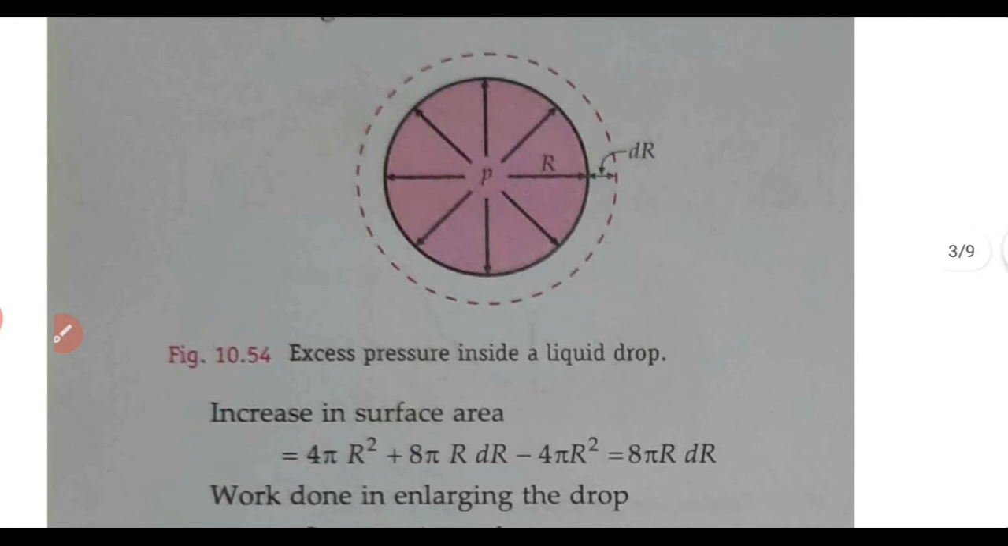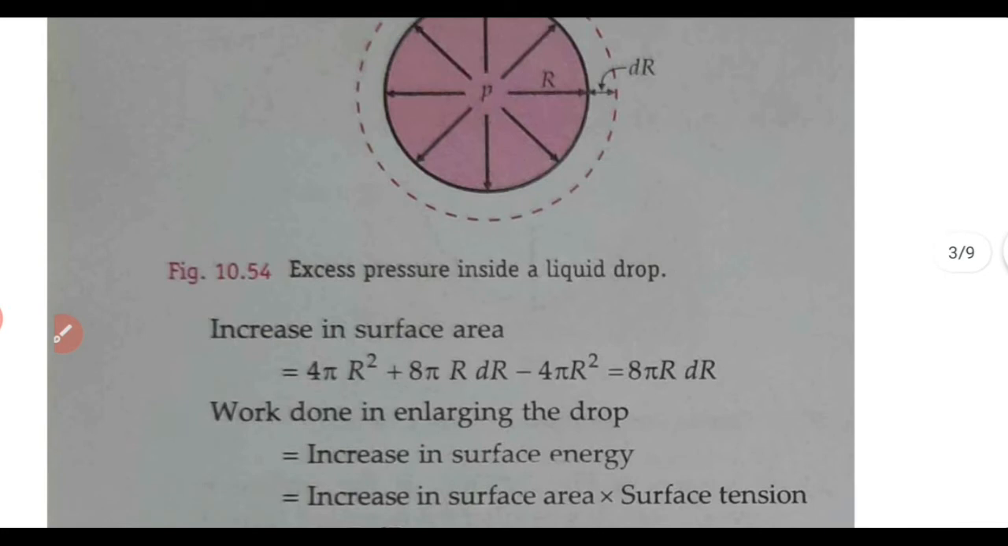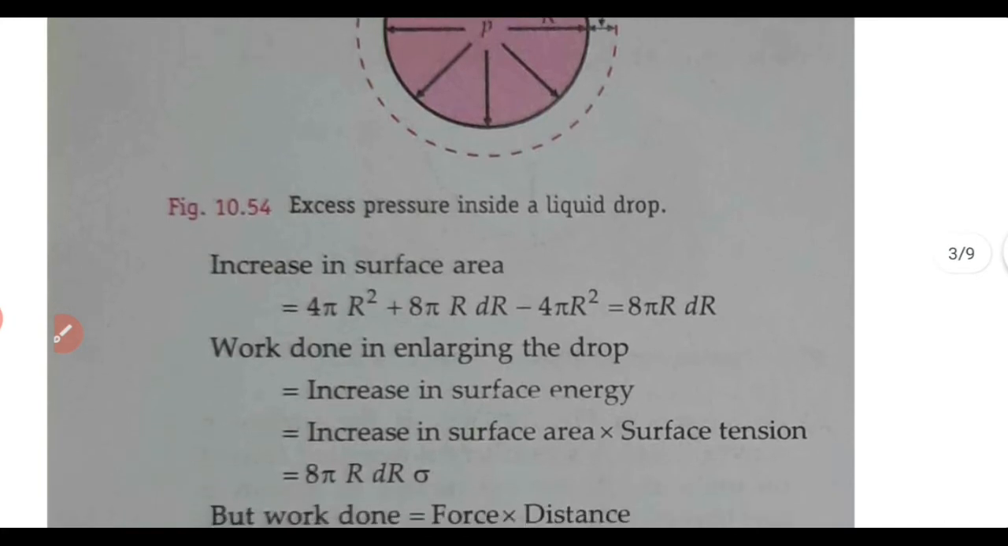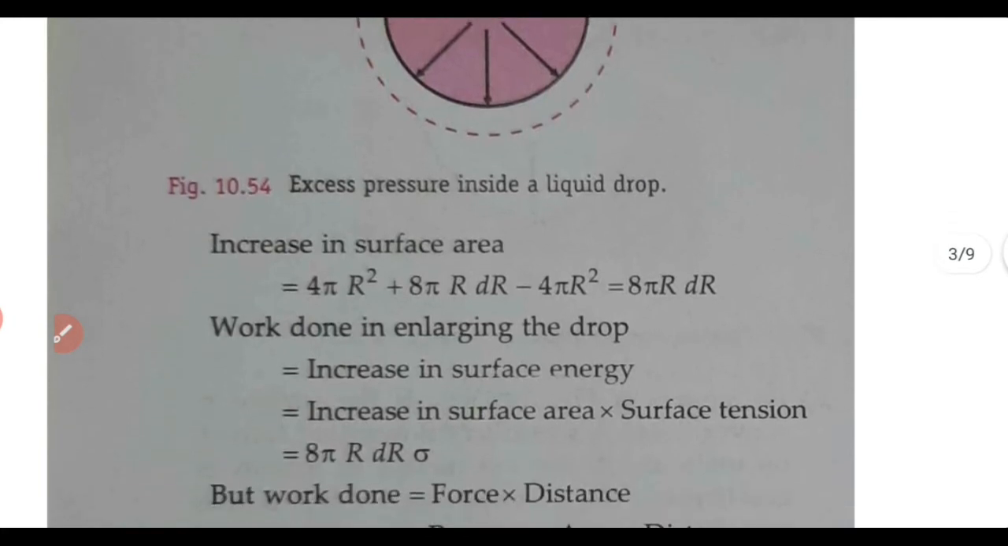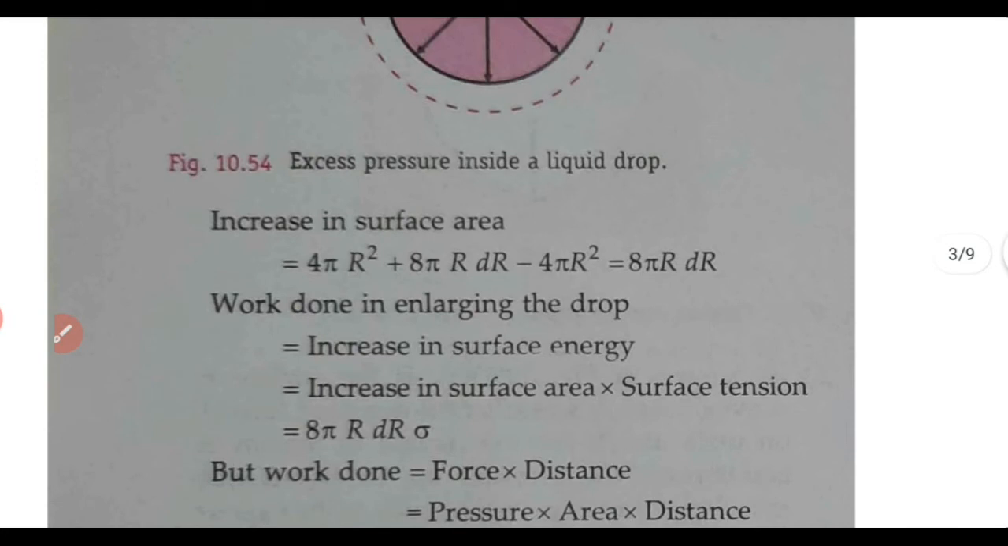So this figure shows the action of excess pressure, which is outward, and that increase in radius through dr. Now the increase in surface area will be final area minus initial area. So we have 4 pi r square plus 8 pi r dr minus 4 pi r square, which is 8 pi r dr. Now we can see that if this radius increases through dr, surface area has increased and there may be an increase in the energy of the surface.